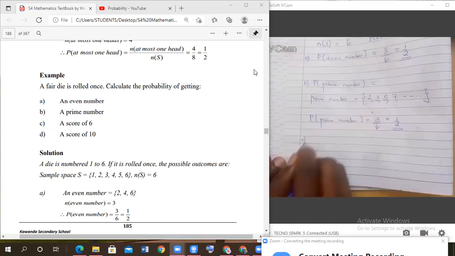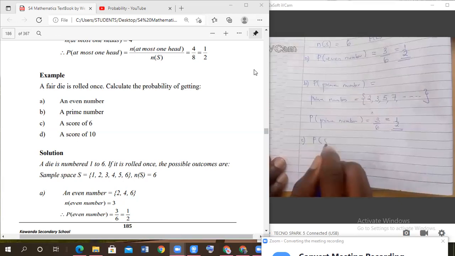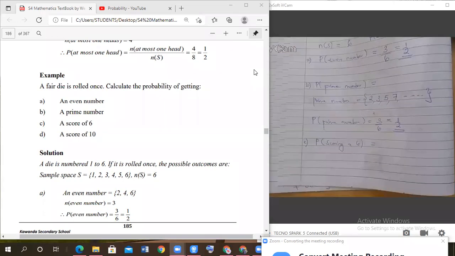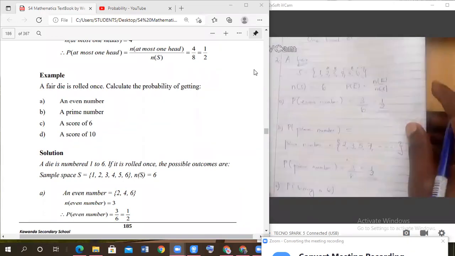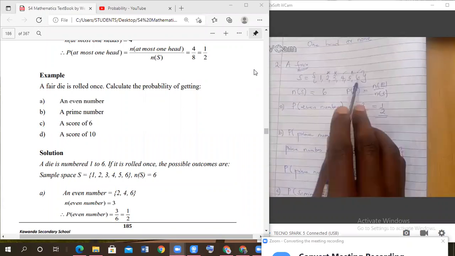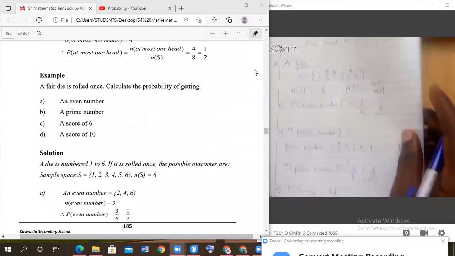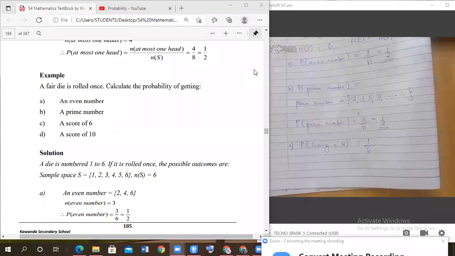Then C. What's the probability of scoring a 6? Members, what's the probability of scoring a 6? How many times is 6 appearing here? Once. Which means 1 out of 6. That's why when you are playing Ludo, it's very hard to get 6, because the chances of you getting that is very, very small. That's why some of you can even play for 5 times without getting it. Okay?